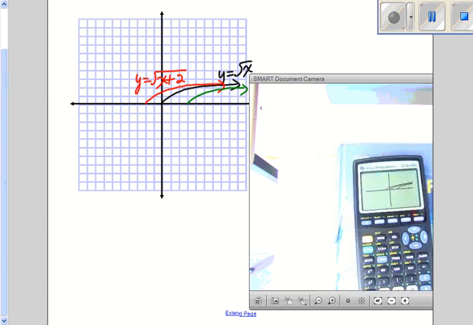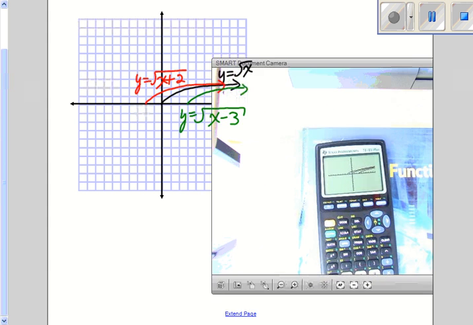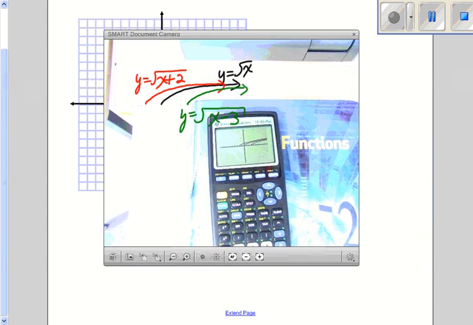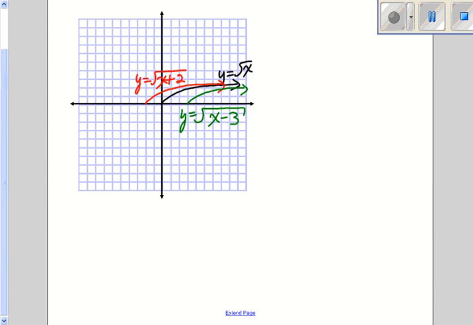There we are. Y equals the square root of all included x minus 3. I'm getting the hang of this. There we go. So it seems to be different when we add 2 inside the square root sign.